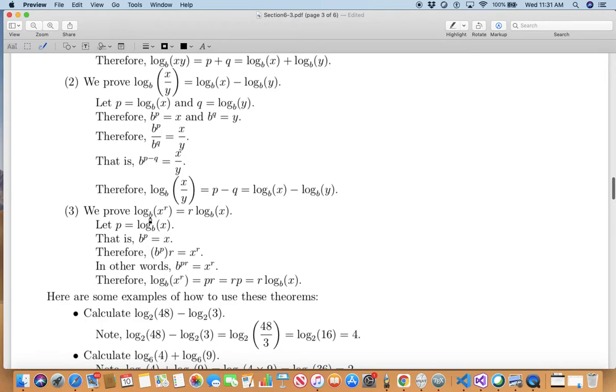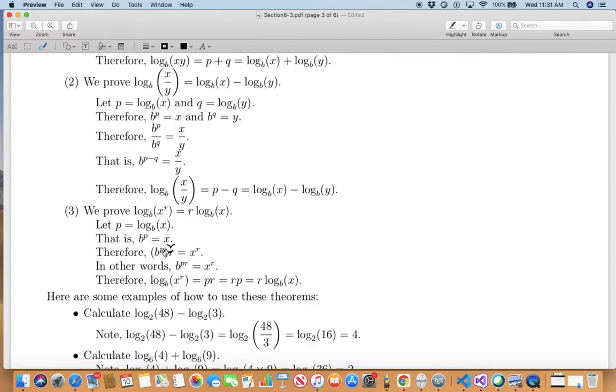The third result. You want to prove that log base b of x to the r, the exponent has to jump out, is r times log base b of x. Well, let's call P equals log base b of x. What does that mean? b to the P is x. What does that mean? I will take power r, not multiply by r, power r. All right, b to the power P, to the power r, is x to the r.